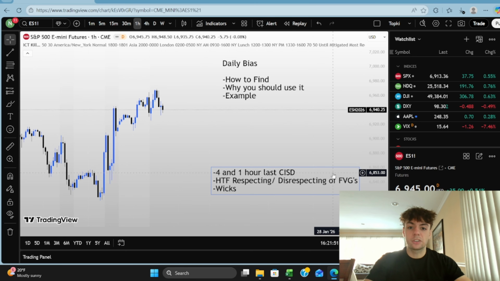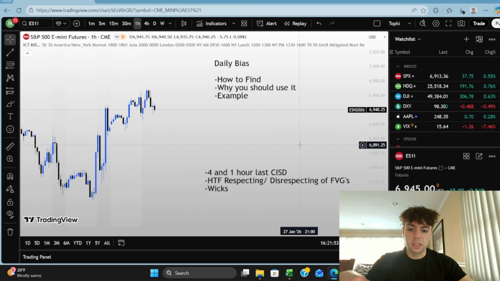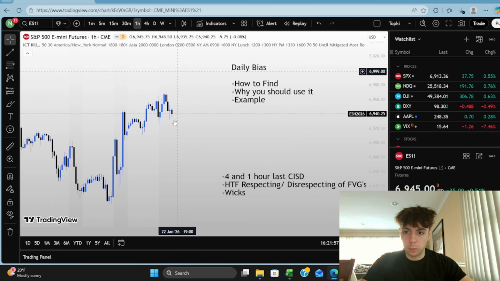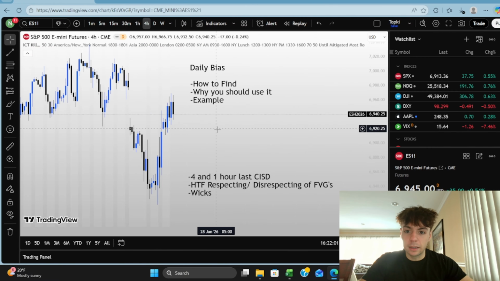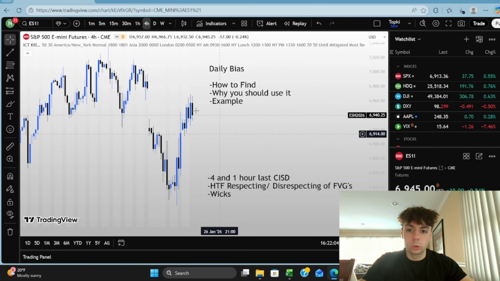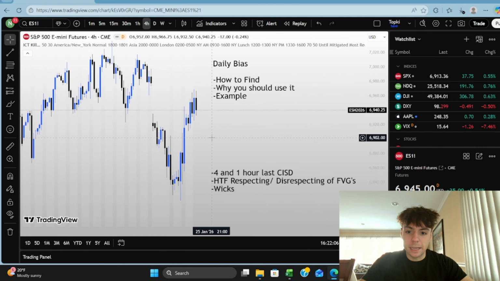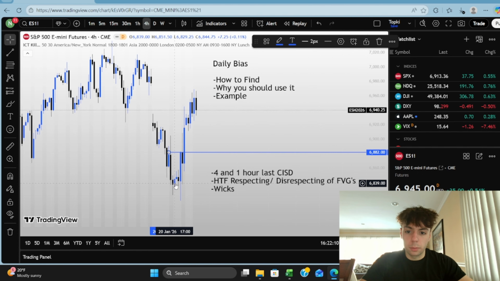Okay, so getting into how I actually find my daily bias. First, obviously, I start off with the 4 hour and the 1 hour last CISD. Let's say our current example is current price action. At first, I want to check what the 4 hour is doing. I see the last CISD, or the last candle closure, was to the upside, and the last CISD happens to be a 4 hour to the upside right here. We broke structure bullish to the upside.